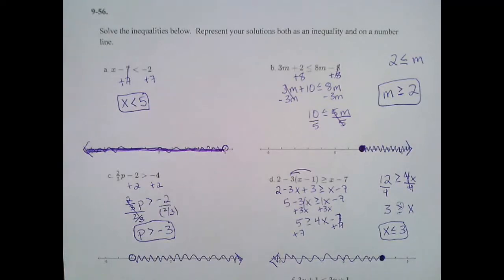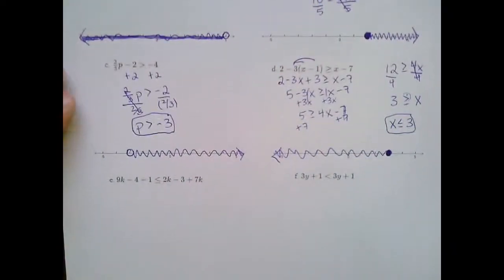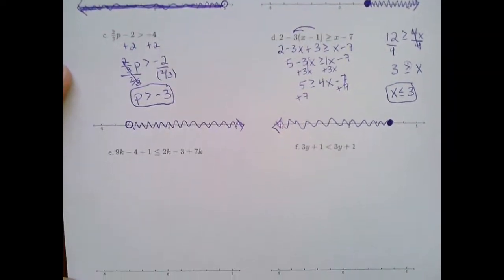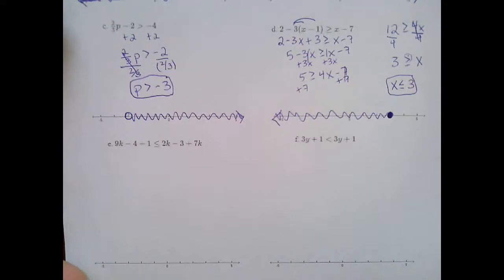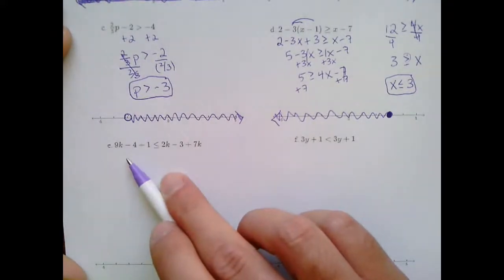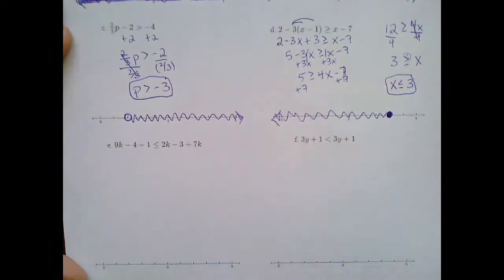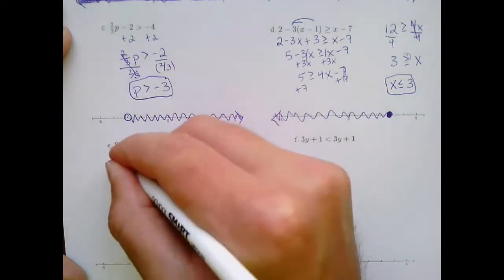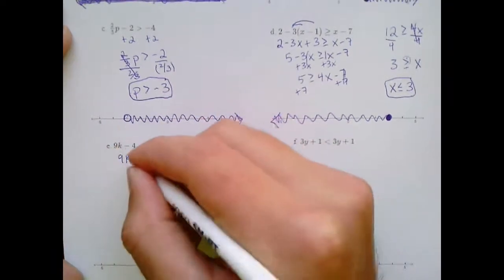All right, can we finish these last two on the bottom here? So the last two on the bottom, let's see if we can wrap them up, right? So first things first, I want to combine things on question E. So I have 9k minus 4 plus 1. Well, negative 4 plus 1. So it'll be 9k, negative 4 plus 1 is negative 3.